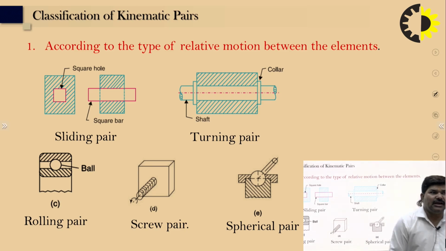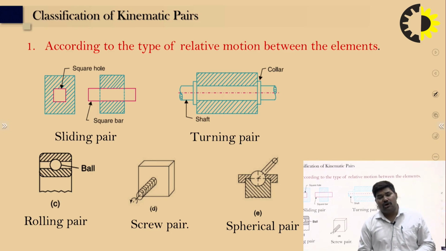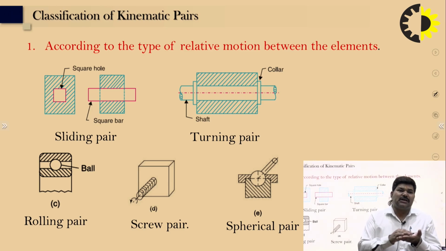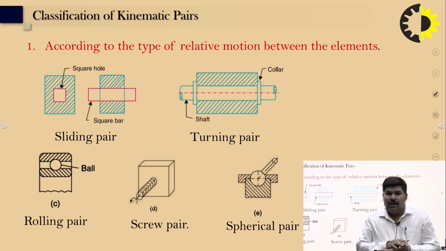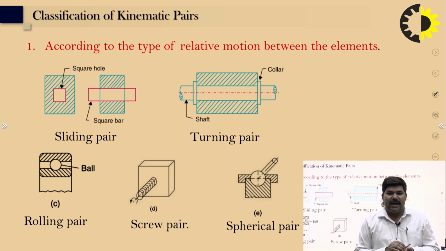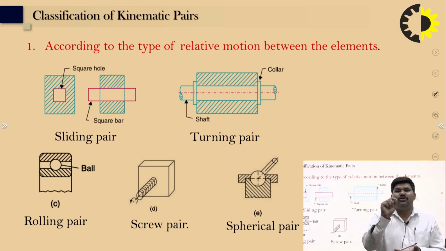So you can see here, according to the type of relative motion between the elements, the sliding pair is part of the lower pair also. Lower pair means one part is connected to the other part with a surface contact. If any bodies connect to each other with a surface contact and motion is provided, we can say that is the lower pair. In case of the higher pair, one part is connected to another, and in between them the contact is a point contact or a line contact. In that case, the pair is known as the higher pair.